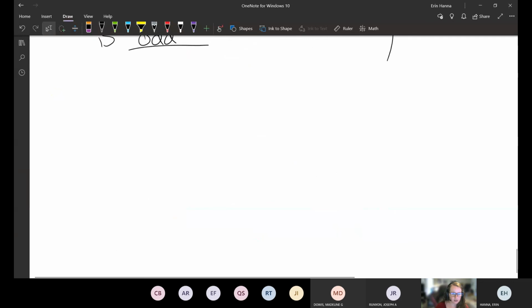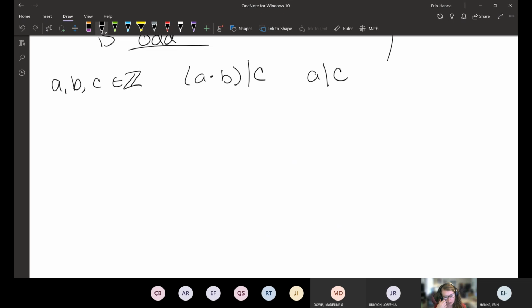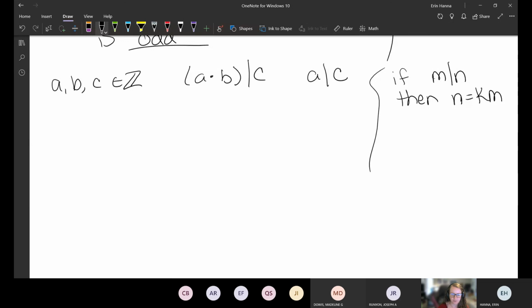So we've got A, B, and C are integers, and now that we have this notation, I'm going to use it. So we have A times B divides C, and A divides C. So it starts off with just giving the first part of the proof that I would want to do. And then now we want to think about what it means for the definition of divides. The definition was, if M divides N, then N equals K times M for some K value.